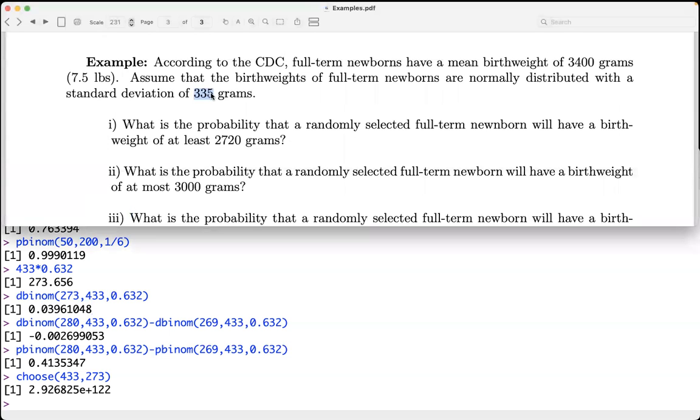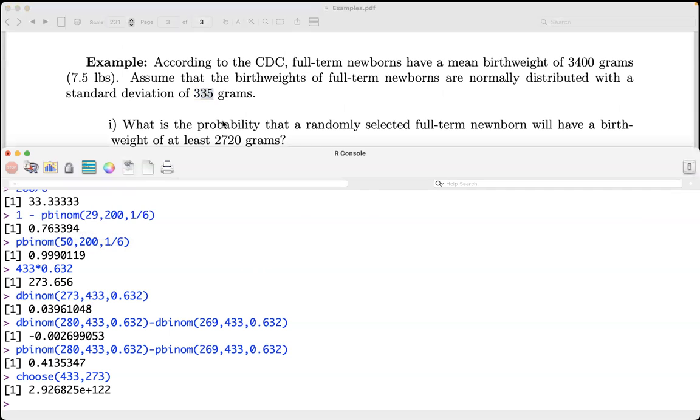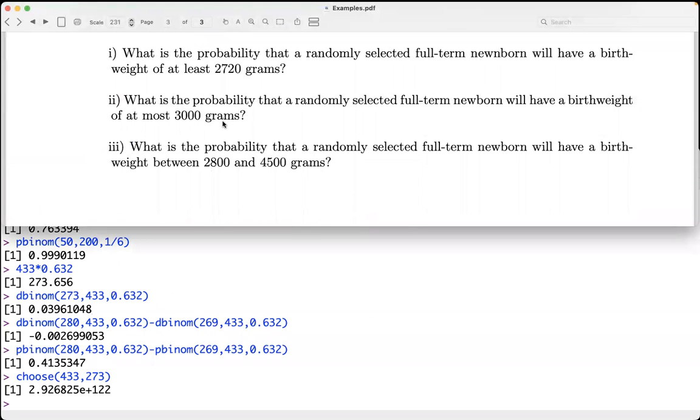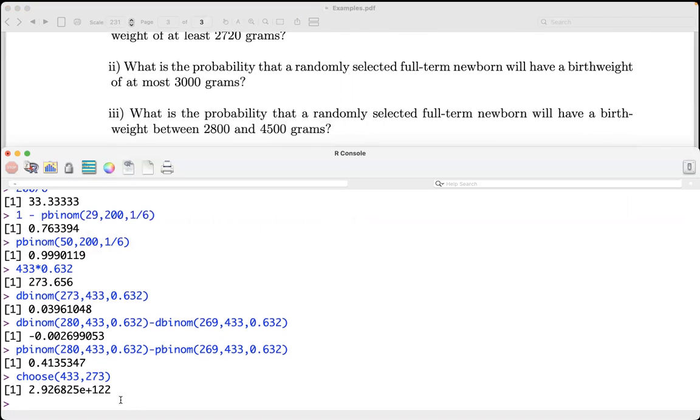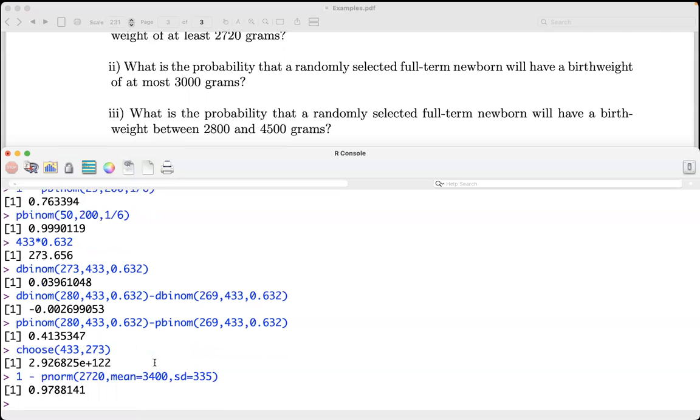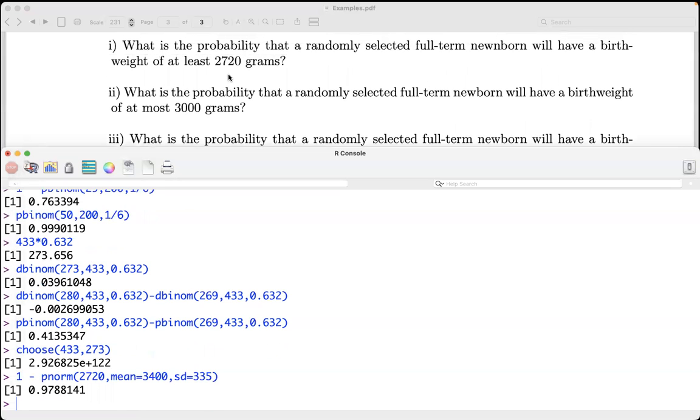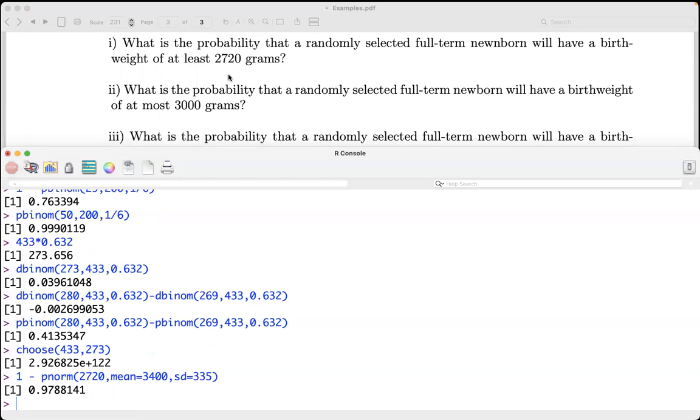So anyways, we're assuming that we have a mean of 3,400 and a standard deviation of 335. And then we want to find the probability that a full-term newborn will have a birth weight of at least 2,720. The way that we could do this is to take 1 minus pnorm of 2720, with our mean of 3,400 and our standard deviation of 335. If we do this, this will give us the value 0.9788. And so that's the probability that a randomly selected full-term newborn will have a birth weight of at least 2,720 grams.